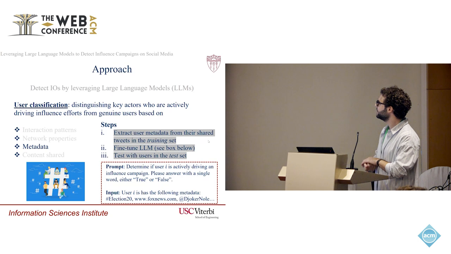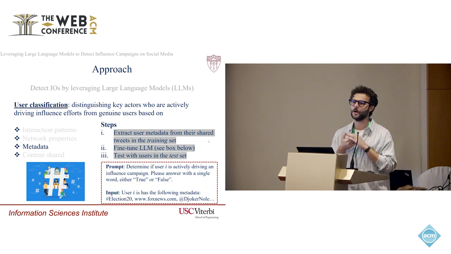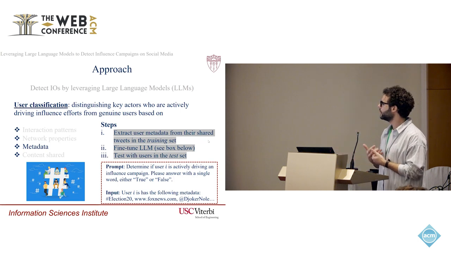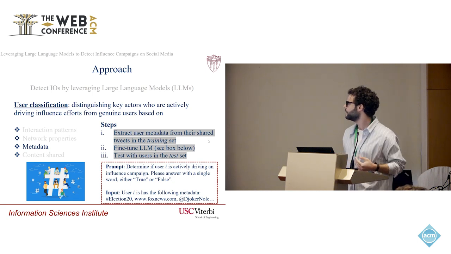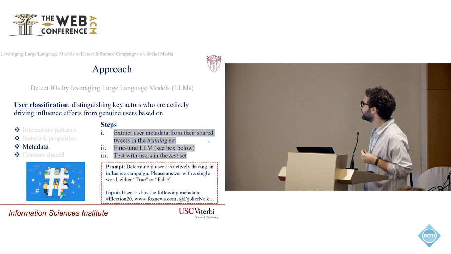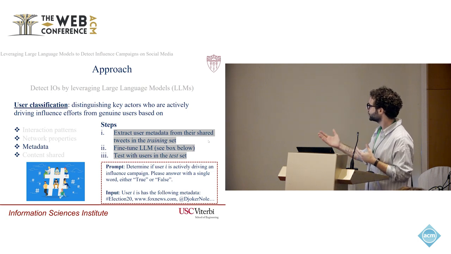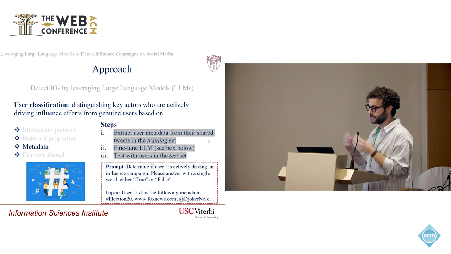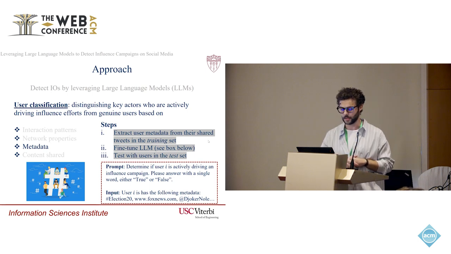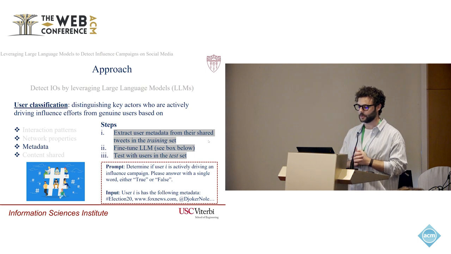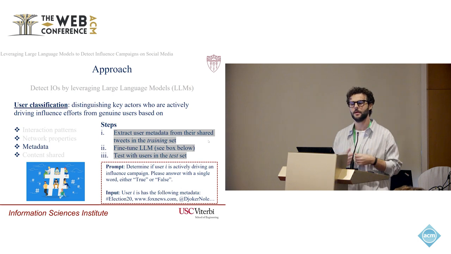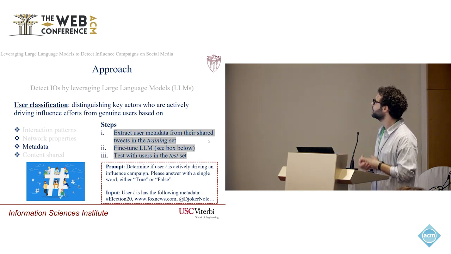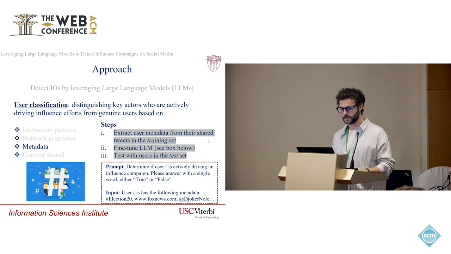For the metadata-based model, the idea is to leverage the metadata shared in users' tweets. In particular, we include hashtags, links, and mentions. So our input to the LLM is composed of these three kinds of information: a set of hashtags, a set of links, and a set of mentions that the user included in their tweets. And then, once again, the prompt is as before. We ask the LLM to determine if a user is driving a campaign on social media or not. And we test again with users in the test set.